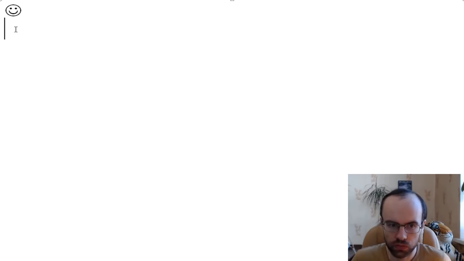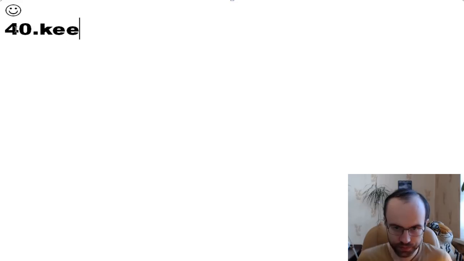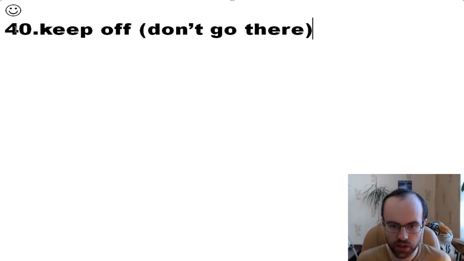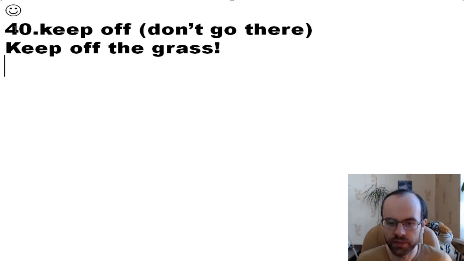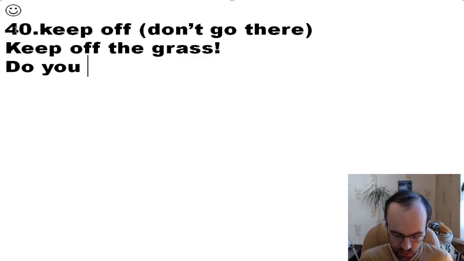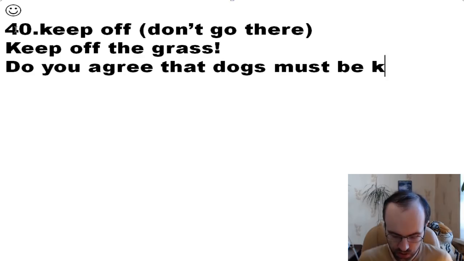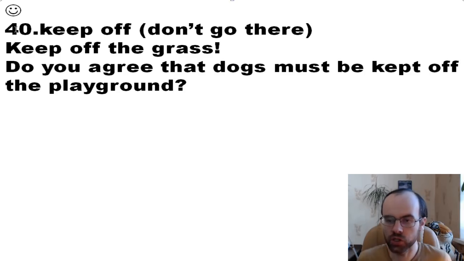Keep off. Don't go there. Keep off the grass. Do you agree that dogs must be kept off the playground? So, where children play, do you agree that dogs must be kept off the playground?